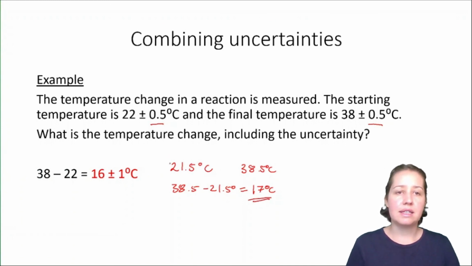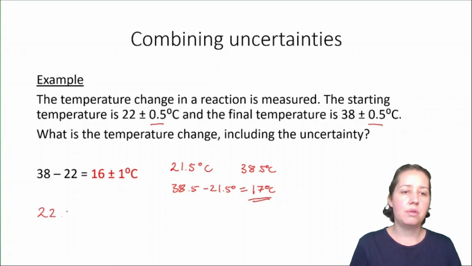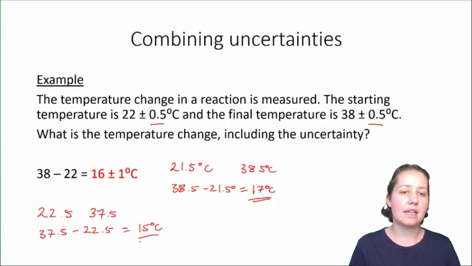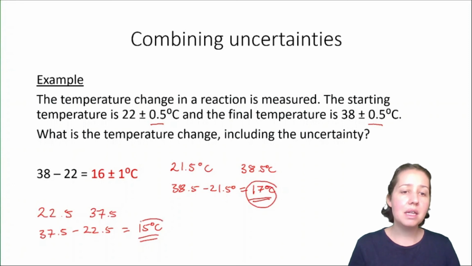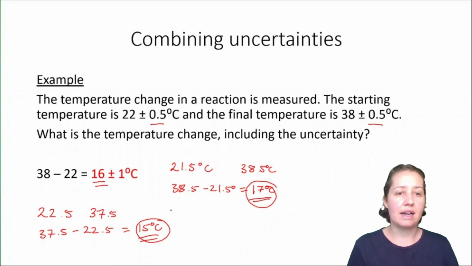Let's say the data was closer together. If we had 22.5 as our first reading and we had 37.5 as our second reading, when we do the difference between those, so 37.5 minus 22.5, that would give you a difference of 15 degrees C. So we can see what the maximum possible reading is of 17 and the minimum possible reading of 15. That is 1 degree higher, 1 degree lower than our measurement. So that is why we have to add the uncertainties to give us the correct uncertainties in our overall reading.